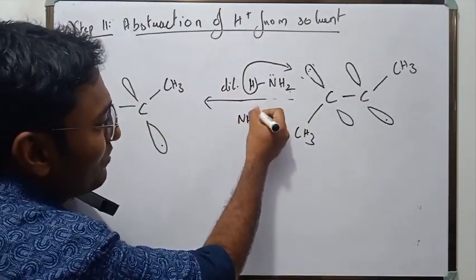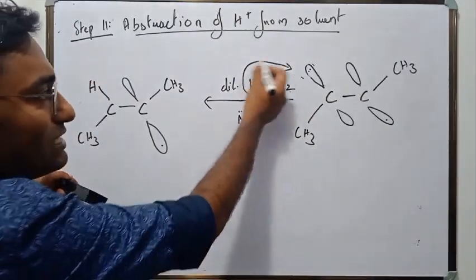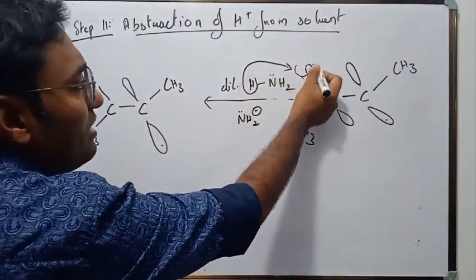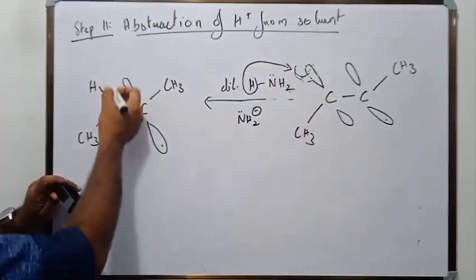Fine, NH2 minus. And that H plus goes and attaches in the p orbital, and it takes up an electron. So that is how we get this.